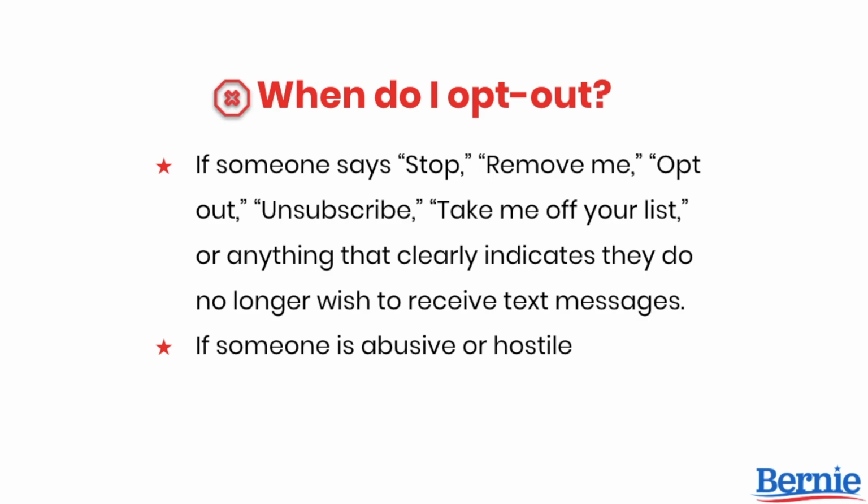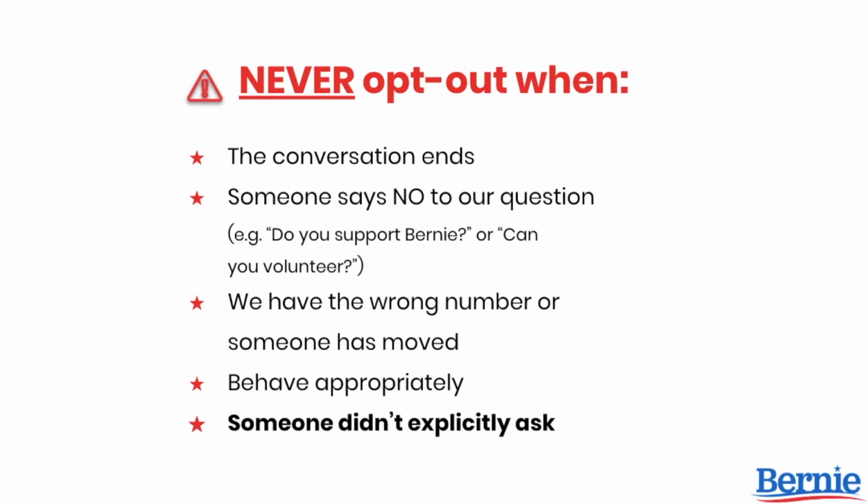As we touched on earlier, anytime a textee says stop, remove me, opt out, unsubscribe, take me off your list, or anything that clearly indicates they no longer wish to receive text messages, we must immediately opt them out. This is to make sure that we are honoring people's wishes and not wasting our time contacting people who do not want to be contacted. You can also opt out anyone who is overtly abusive or hostile.